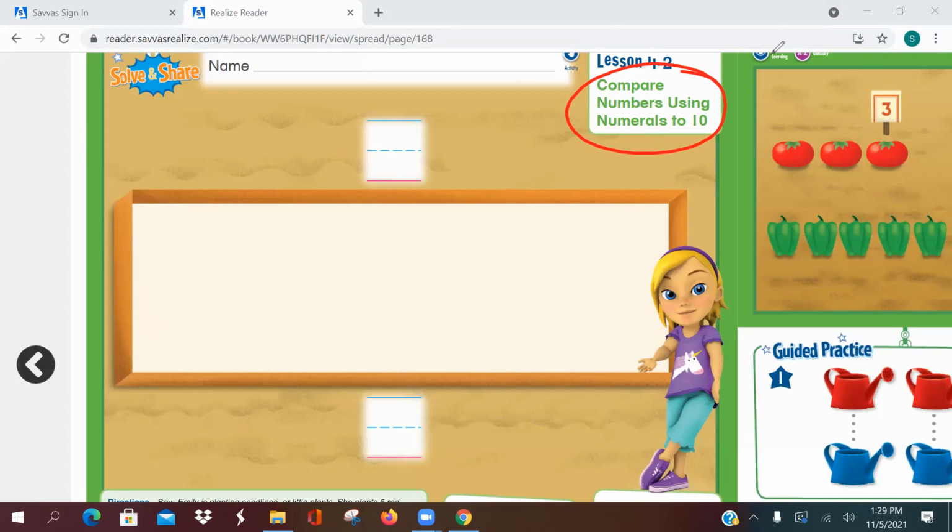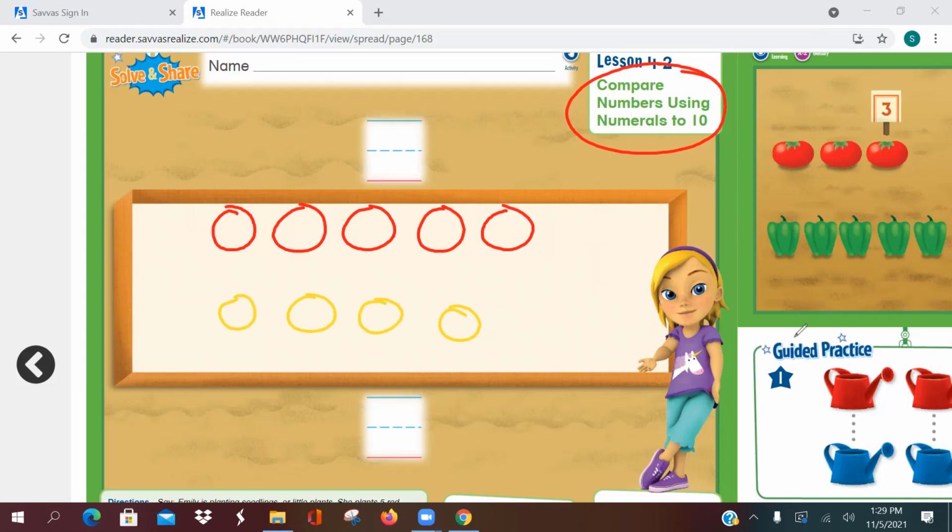All right, so let's use counters, and we are going to use the counters for the red pepper seedlings. So she had 5, and now we are going to use counters for the yellow peppers, and she had 7. 1, 2, 3, 4, 5, 6, 7. Okay, so now we're going to compare the two groups. Let's write down our numbers. We have 7 and we have 5 red.